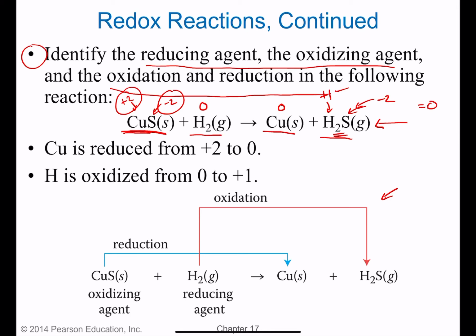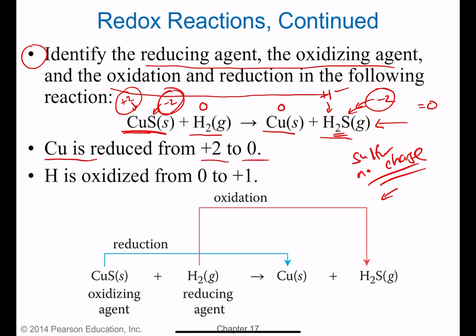So then looking at what has changed, notice that sulfur did not change. Sulfur was -2 and it stayed at -2. So sulfur, no change. You will often see this. Some of the elements will have no change in the reactions, and that's okay. What did change, however? The copper. Copper went from +2 to 0.